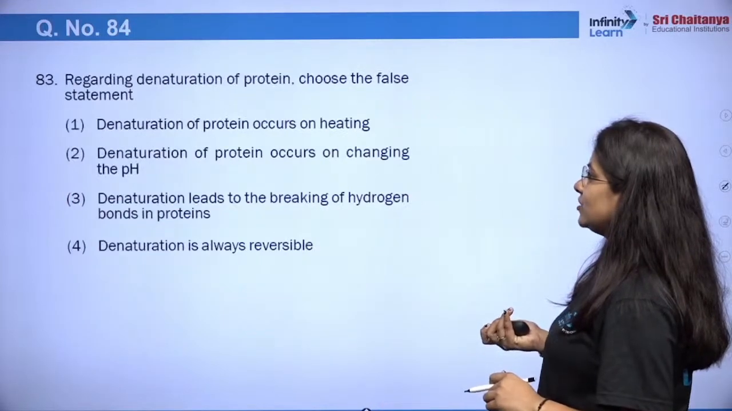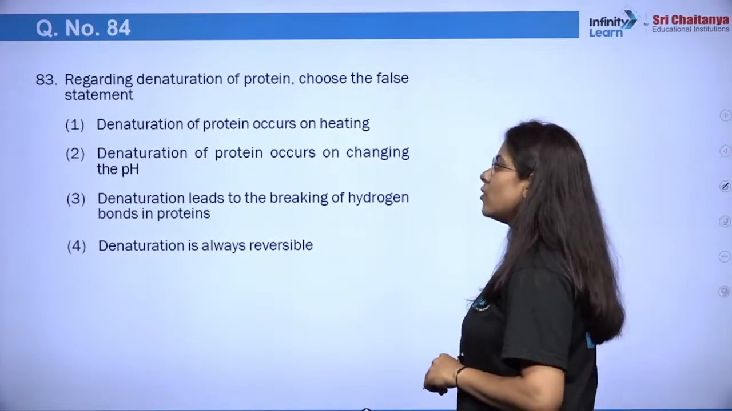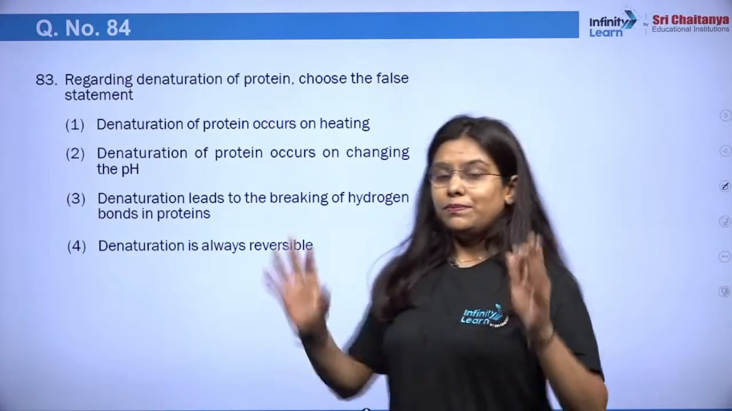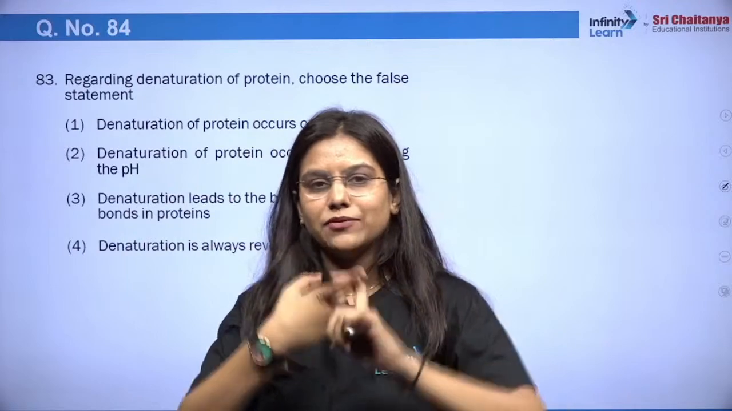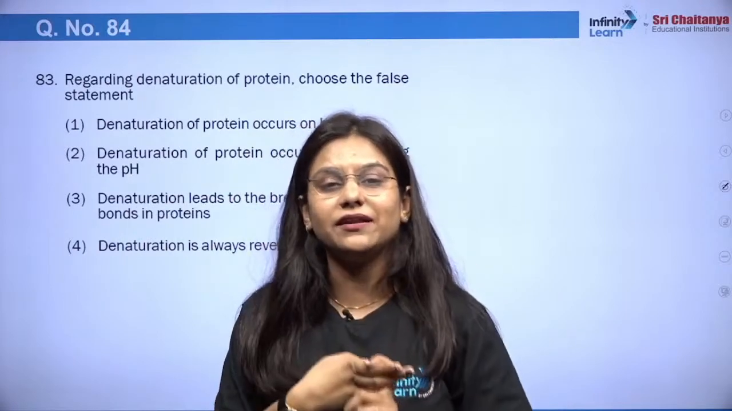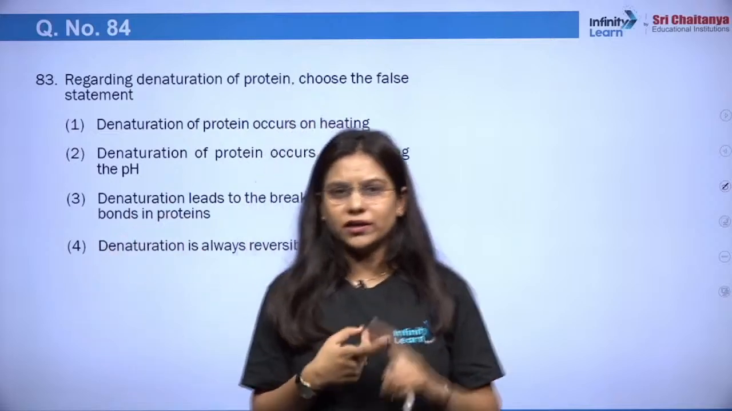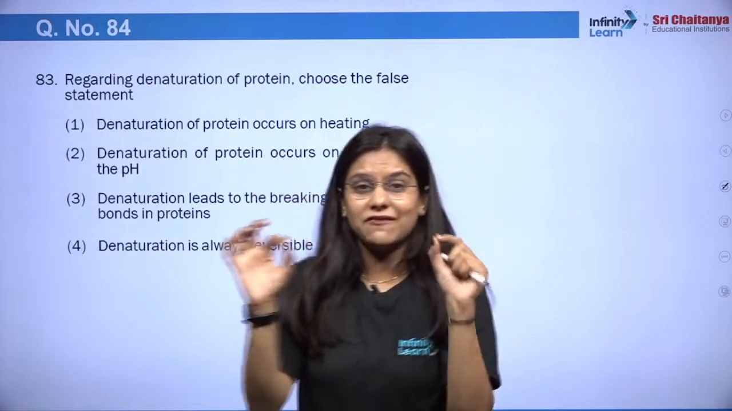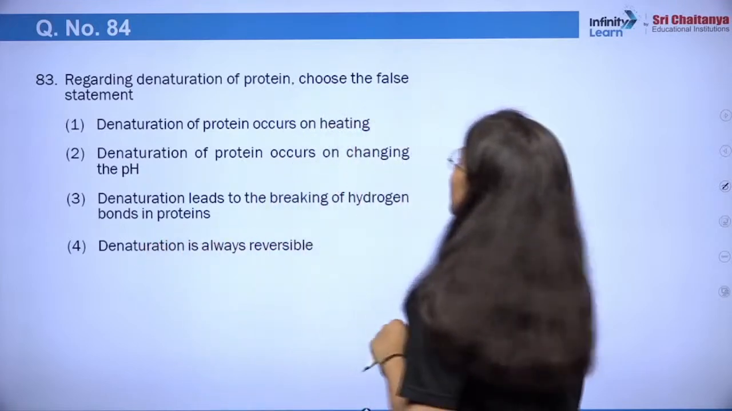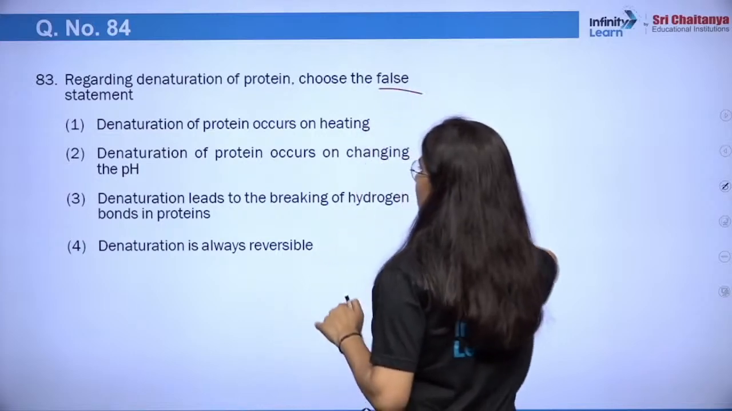So next question, 83. Regarding denaturation of protein, choose the false statement. Please keep this in mind, read the question carefully. Sometimes they ask for the correct statement, sometimes the incorrect one. So don't miss words like not, false or incorrect. Read the first statement very, very carefully. Which of the following is the false statement we need to identify?